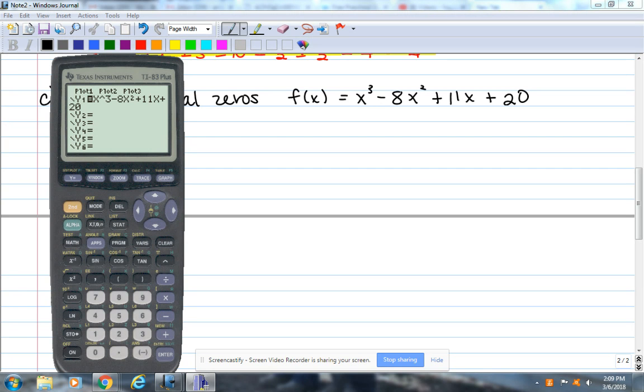X to the third minus 8x squared is right here. Plus 11x plus 20.